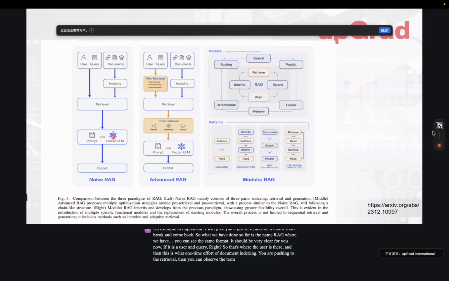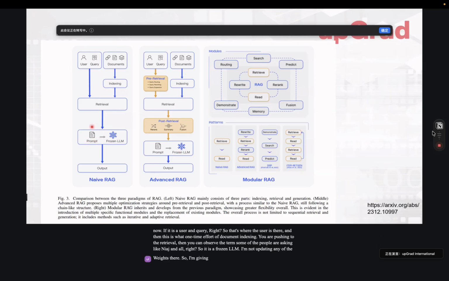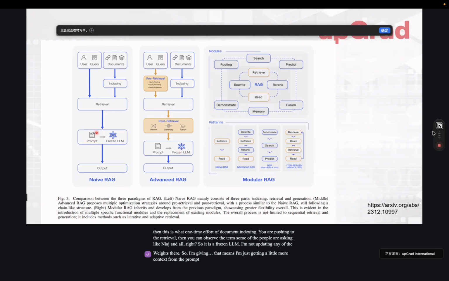Then you can observe the term. Some of the people are asking, like Niyaz and others, so it's a frozen LLM. I'm not updating any of the weights there. I'm just getting a little more context from the retrieval for the prompt and pushing it to the frozen LLM, getting the output. It's a simple RAG, what we talked about so far, and it answers lots of your questions.